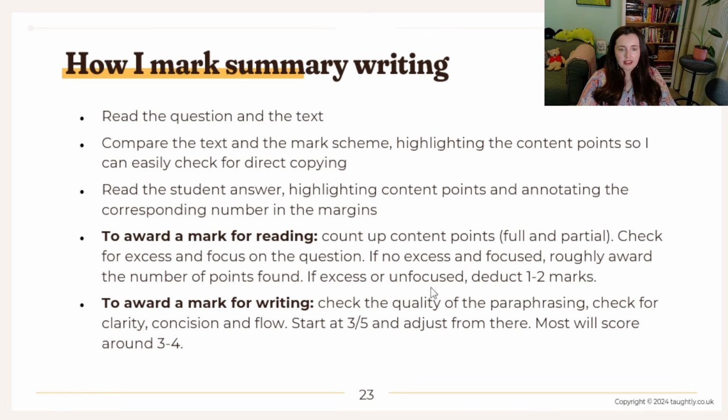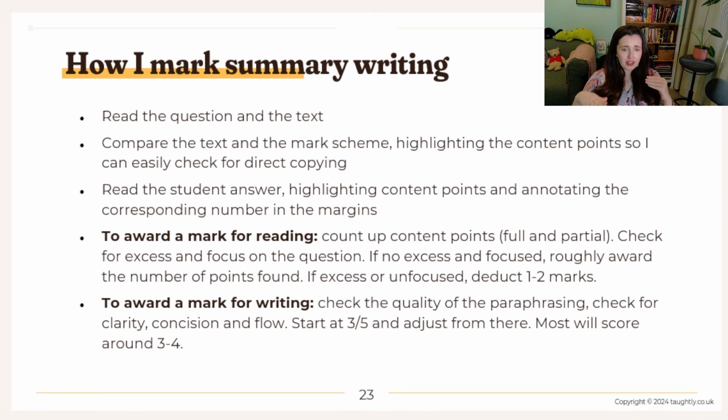But if you have got excess or unfocused information, then I would deduct 1 to 2 marks. To award a mark for writing, I firstly check the quality of the paraphrasing, your synonyms. I check for clarity, concision and flow. Are you clear? Are you short? Does it flow beautifully?